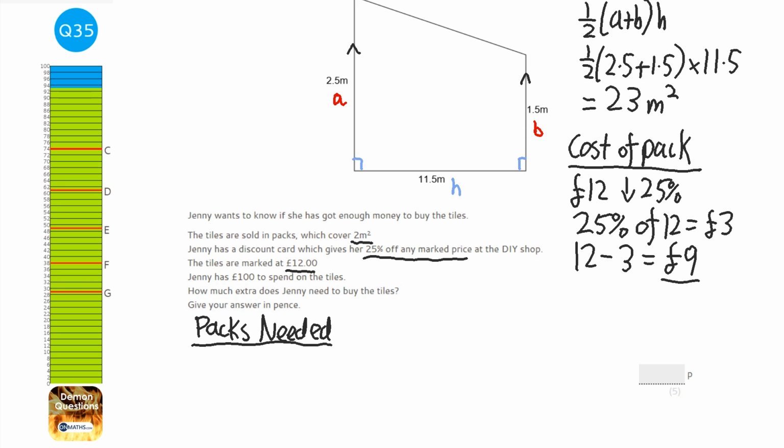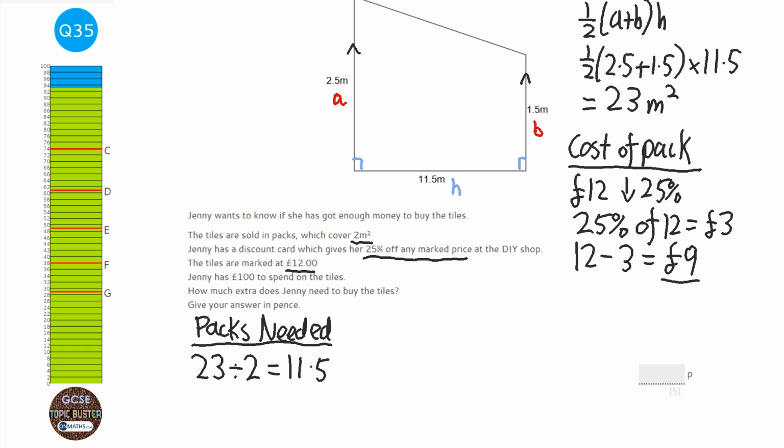So I've got 23 meters squared to cover, and each pack covers 2. So I'll do 23 divided by 2. Now that gives me the answer of 11.5. So I need 11.5 packs.